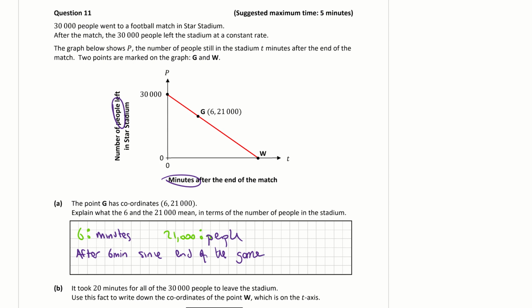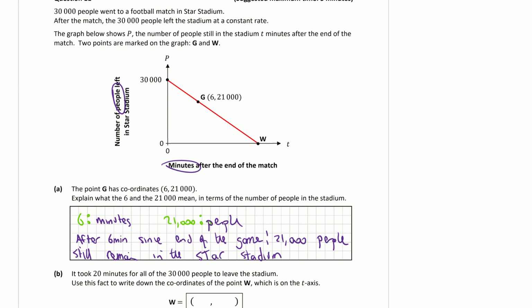so the game has finished, it's 6 minutes later, so after 6 minutes since end of the game, 21,000 people still remain in the stadium. Star Stadium, I think they called it, was it? Okay, so that's what the point G stands for. 6 minutes left after the match, 21,000 people are still in the stadium.